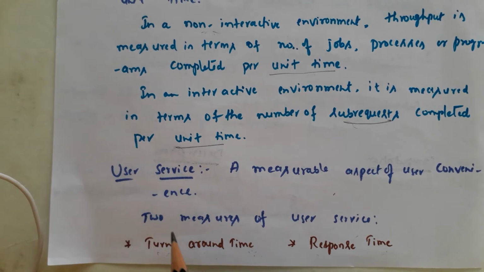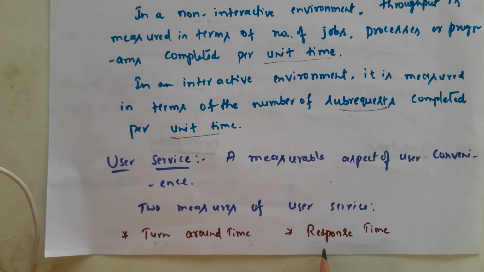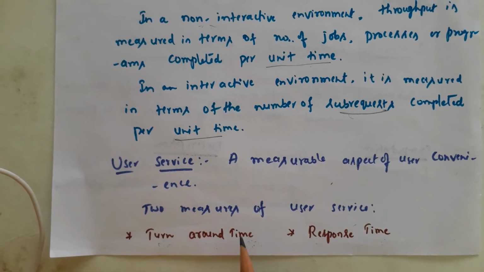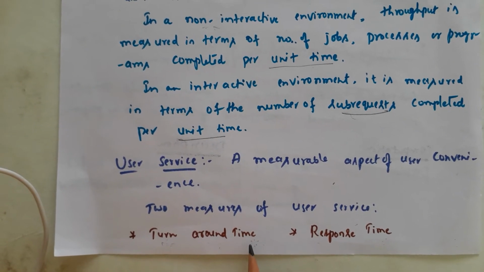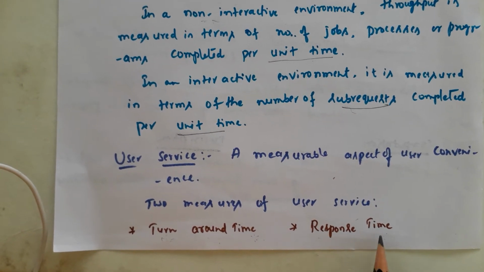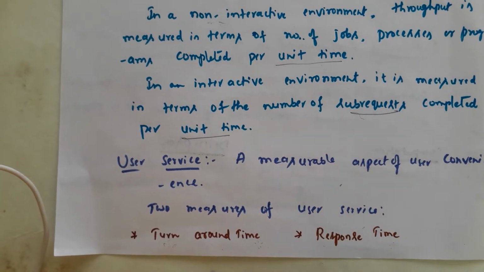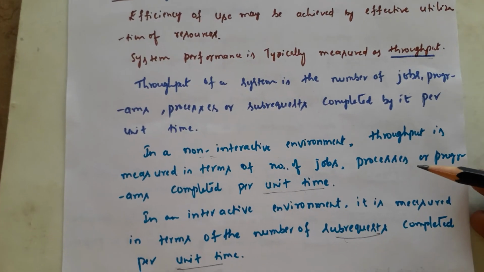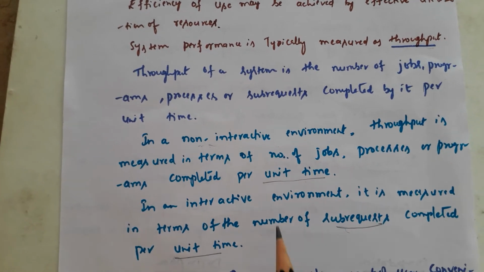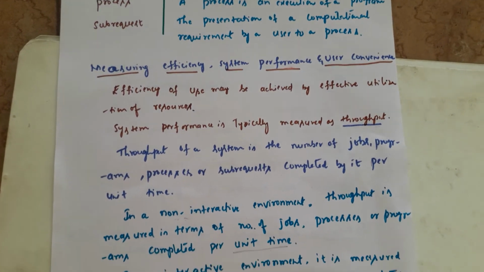So user service is measured with the help of two key parameters: turnaround time and response time. Turnaround time is the total time you require for job initiation and termination, whereas response time is the time you require for the completion of any sub-request. This is for user service. And for throughput, you calculate based on non-interactive and interactive environments, and definitely we know what efficiency is.